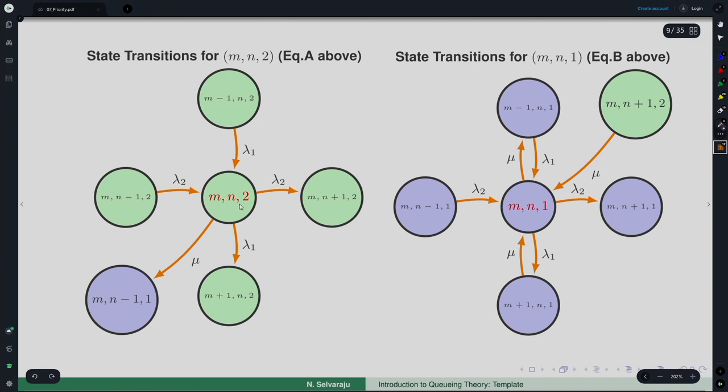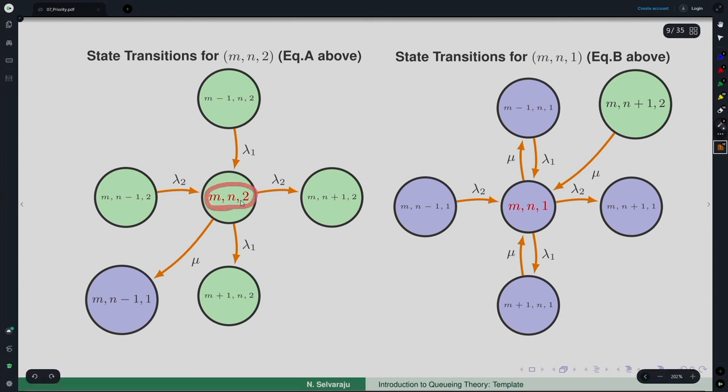Or if the service completion happens, the customer currently being served is of priority 2, and it is non-preemptive. So whenever this arrival happens, it just pushes to m plus 1 n 2, it is non-preemptive. If it is preemptive, of course, this will remain in n and then this will become 1, that kind of thing can happen. That is what you need to remember.